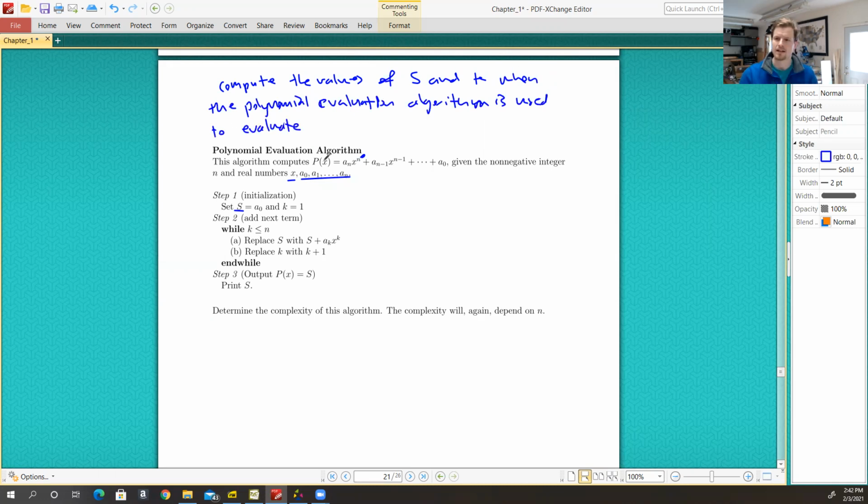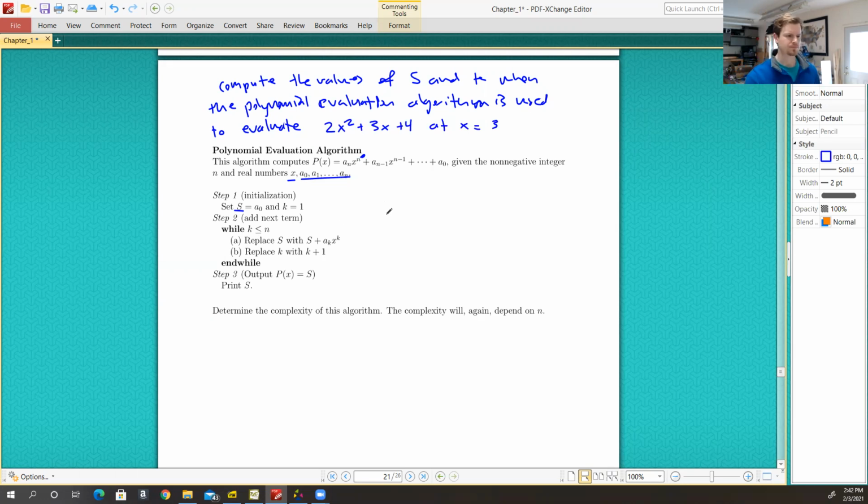And we'll go ahead and consider a pretty basic example here. So let's look at the example of a quadratic, 2x squared plus 3x plus 4. And we want to evaluate at x equals 3.